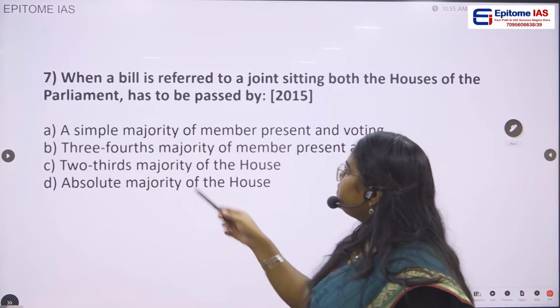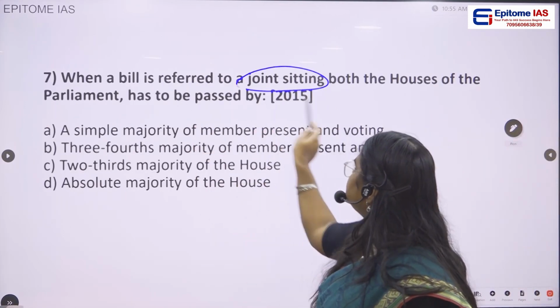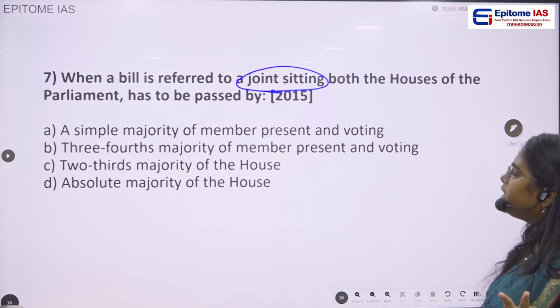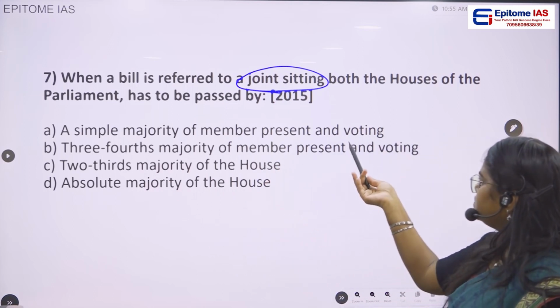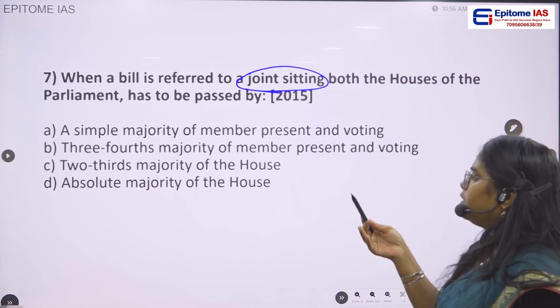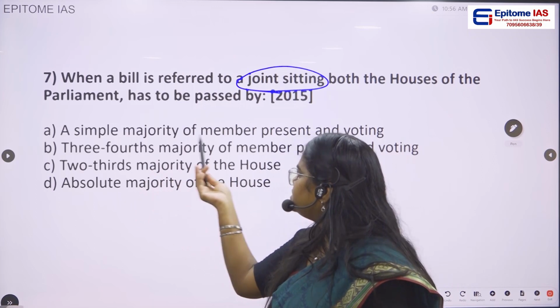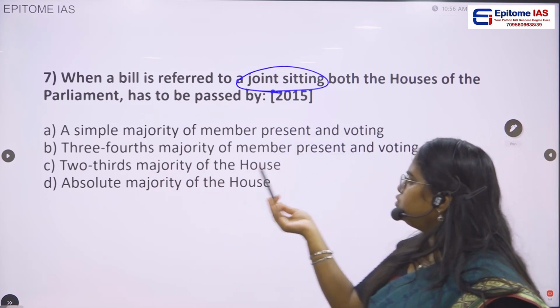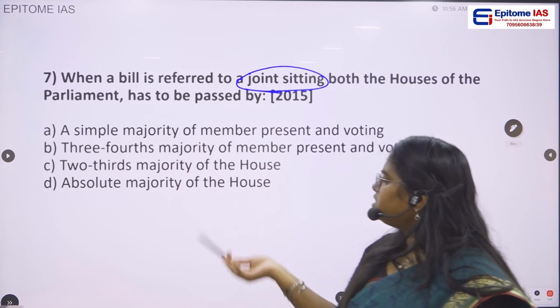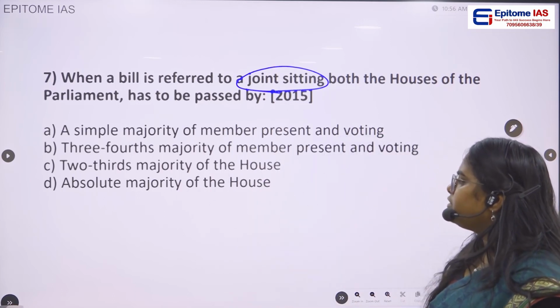The next question: when a bill is referred to a joint sitting, both the houses of the Parliament have to pass it by a simple majority of members present and voting. Option B, 3/4 majority of the members present and voting. Option C, 2/3 majority of the house. Option D, absolute majority of the house.